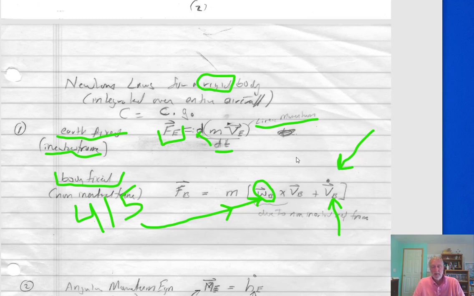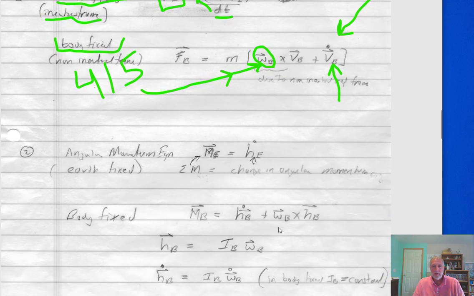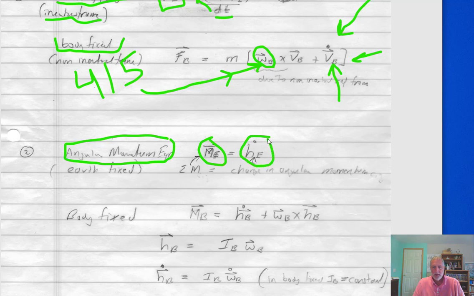We know lift is up, drag is backwards, and side force is sideways. All right, so we'll be using that set of equations in the Earth fixed axis system. And then the angular momentum equation. This is the sum of the moments is equal to the change in angular momentum, h.